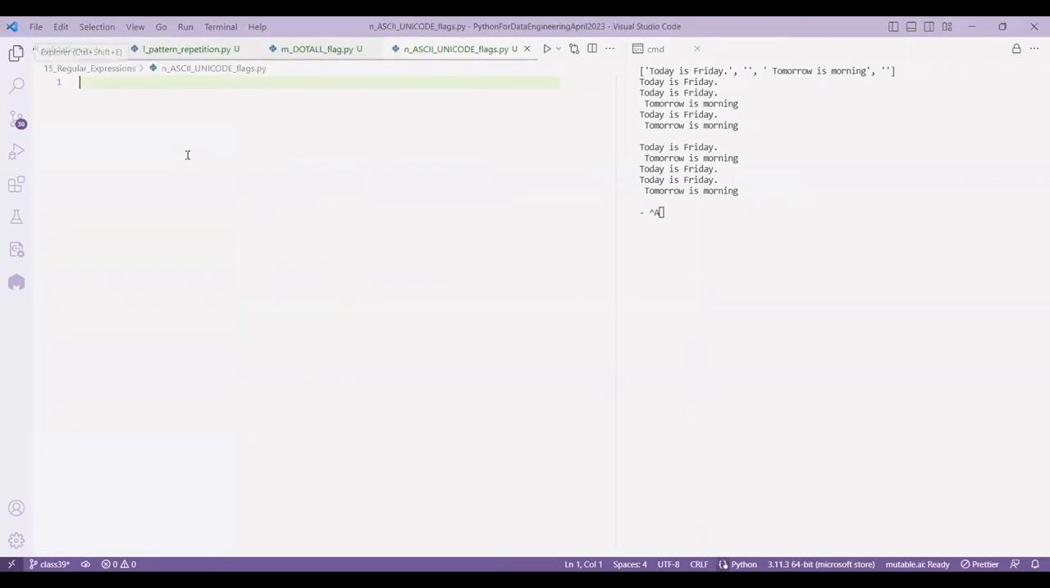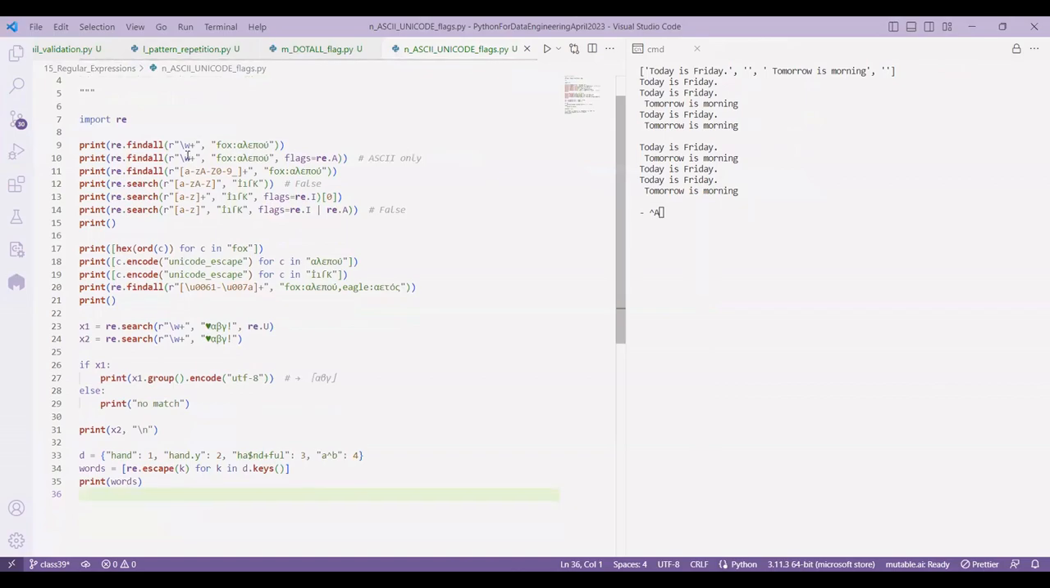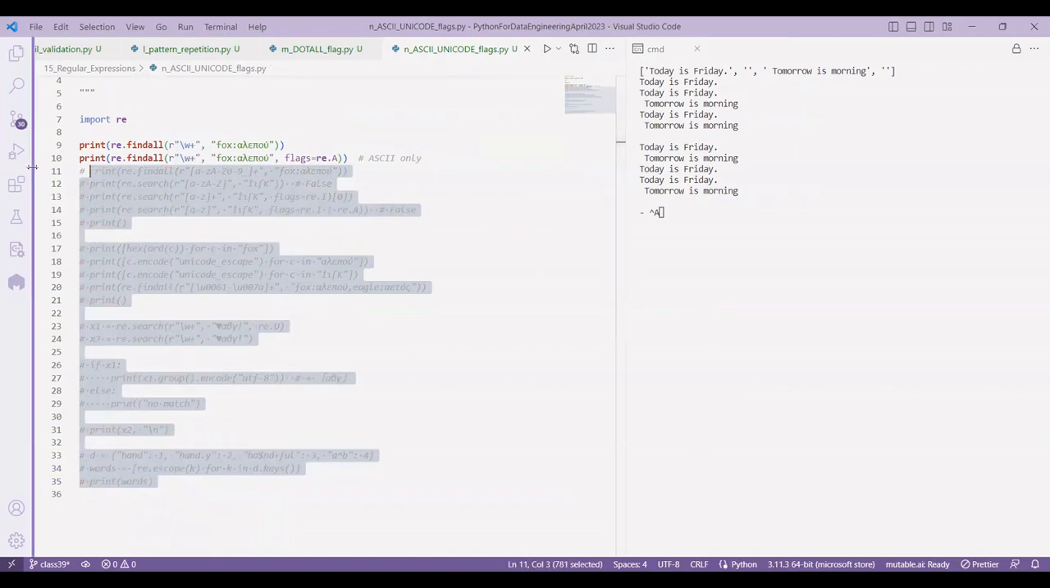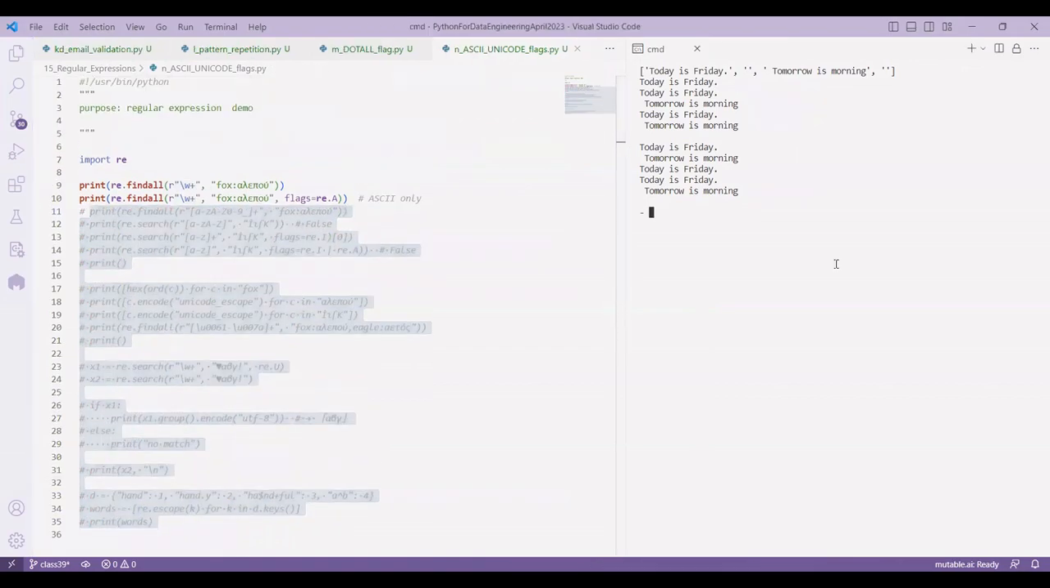So about the ASCII and Unicode flags. If you see here, I do a \W, presence of any alphanumeric, right? So by default, it will not give all the values. If you see this example, you will notice that.